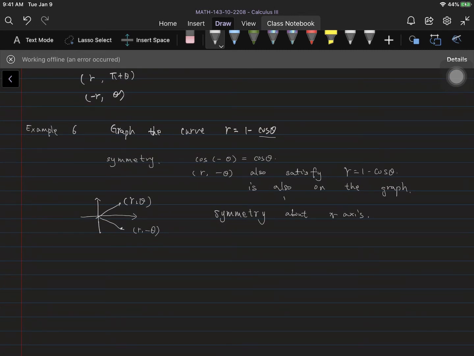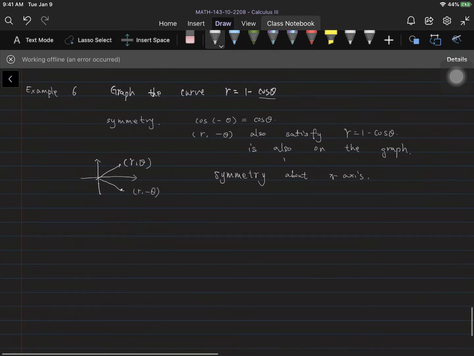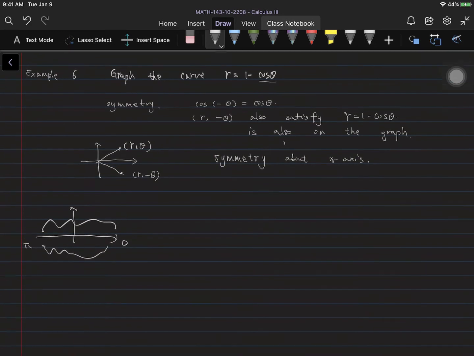Okay. And now we are just going to draw the symmetry about the x-axis. So we are only going to draw the upper part. And because of symmetry, we can draw the other half just by symmetry. So for theta, we don't need to choose from 0 to 2 pi. We can just choose our angle from 0 to pi because of the symmetry, right?